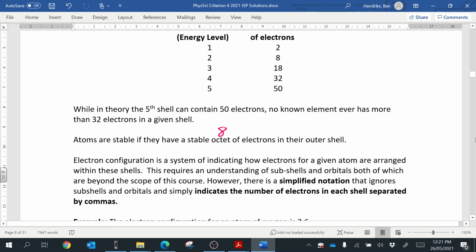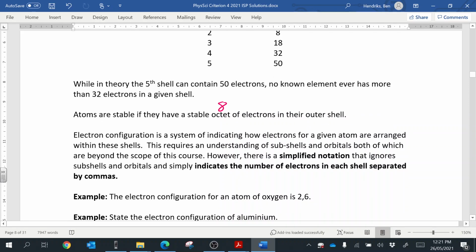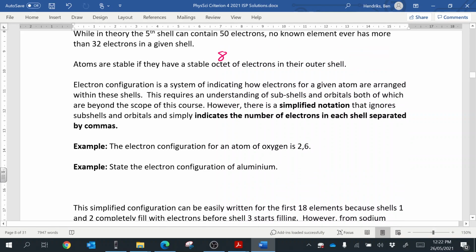Okay. Electron configuration is a system of indicating how electrons for a given atom are arranged within these shells. This requires an understanding of subshells and orbitals, both of which are beyond the scope of this course. However, there is a simplified notation that ignores subshells and orbitals and simply indicates the number of electrons in each shell separated by commas. So the electron configuration for an atom of oxygen is 2, 6.